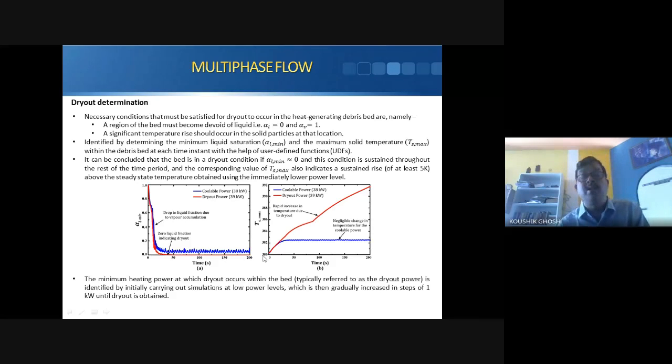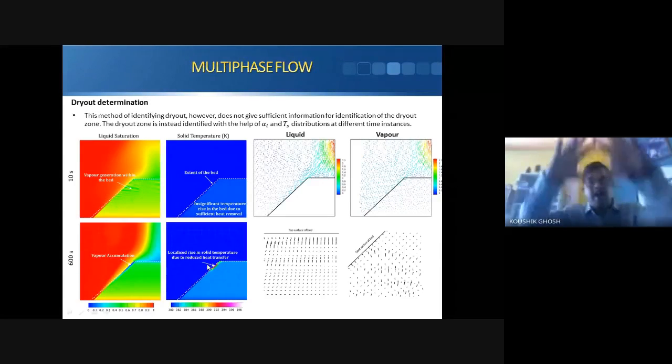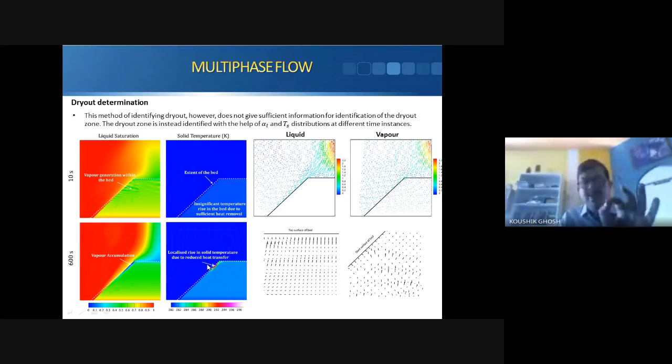So this is wisely done, and you can see how it is achieved. Here is the bed, with the liquid and vapor, and you can see an accumulation of vapor in the bed, and the red patch showing accumulation of heat and a localized rise in solid temperature. Now, dry out is a local phenomenon. In the entire domain, in a particular situation, there is a region devoid of liquid and a huge rise in temperature. It is a localized phenomenon, but it can be predicted using this CFD model, and you can see the liquid vapor velocity profile.